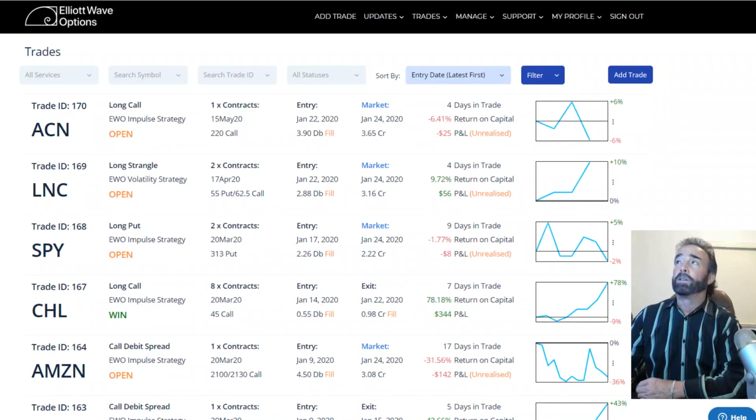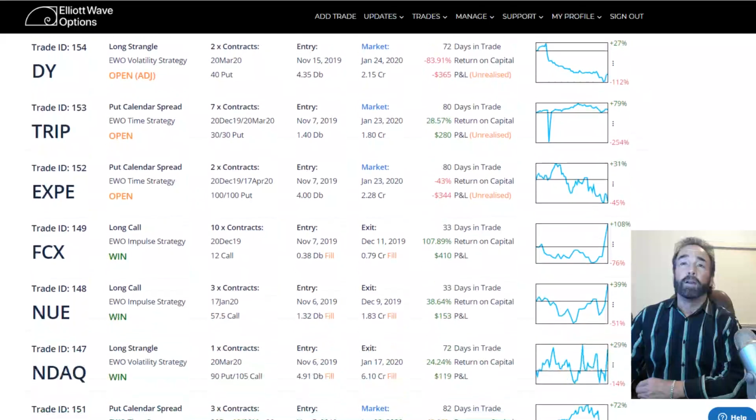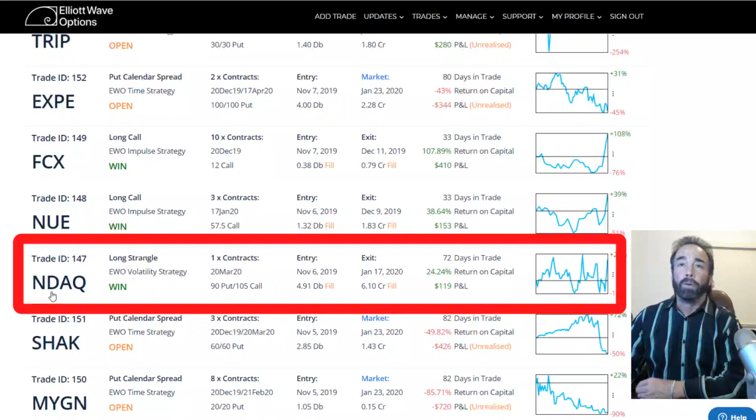So with that said, let's take a look at some charts. The first one I'd like to share with you in this recording is our trade ID number 147. It's on the NASDAQ, symbol NDAQ. It's in our volatility strategy, so it's a long strangle.